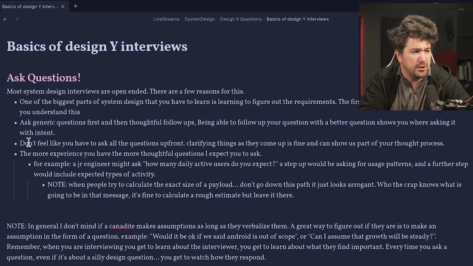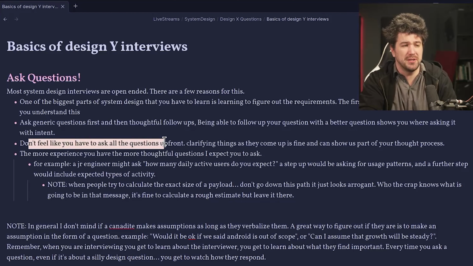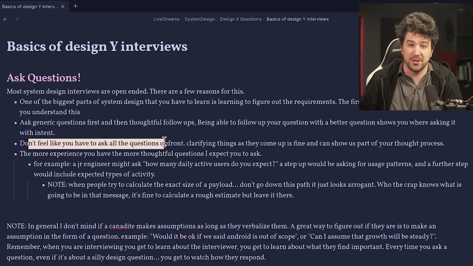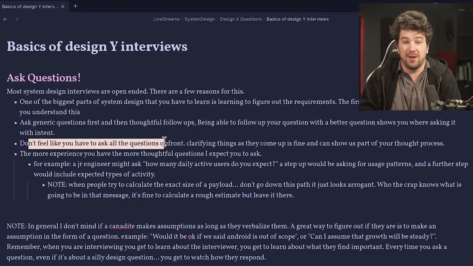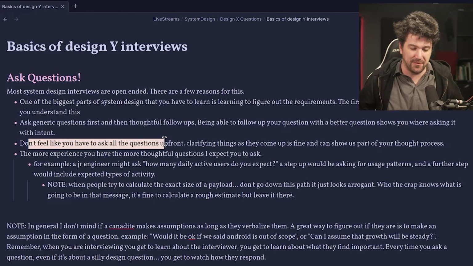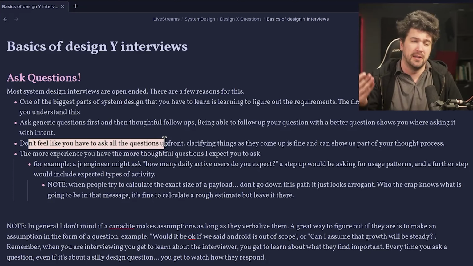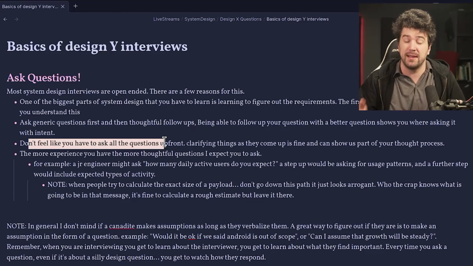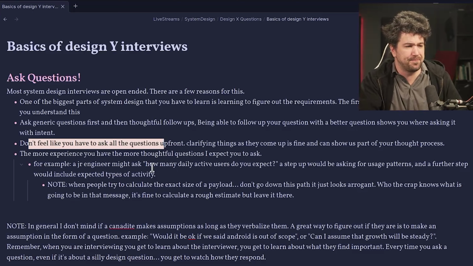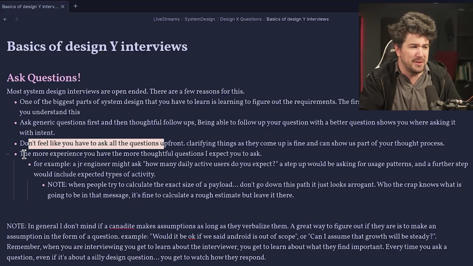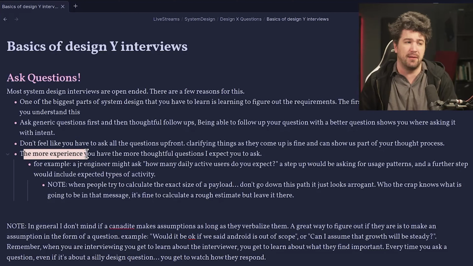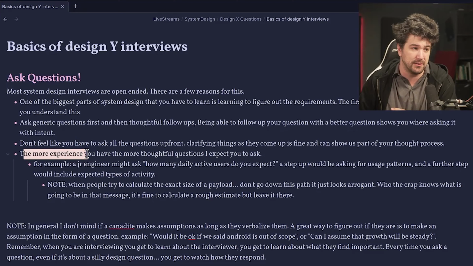It's good. Don't feel like you have to ask all the questions up front. You should start with questions, but you don't have to cover everything. I don't expect you to sit there for 3 hours asking for requirements. It is an interview. We have an hour. Ask the basics and then start moving into it. Now, this is where I would say, the more experience you have, the more thoughtful questions I would ask you to come up with.